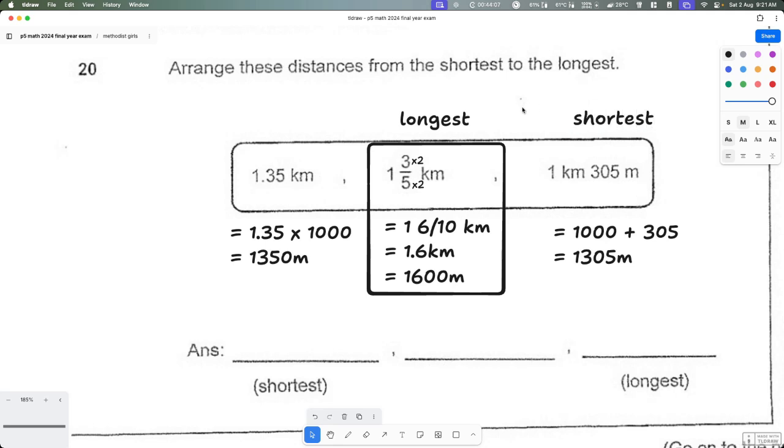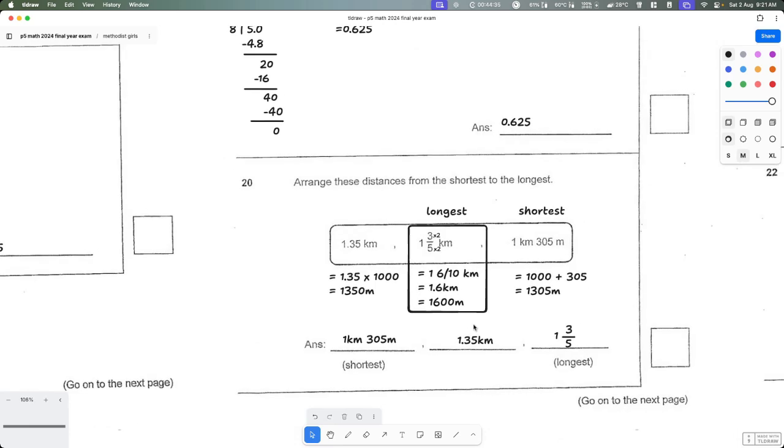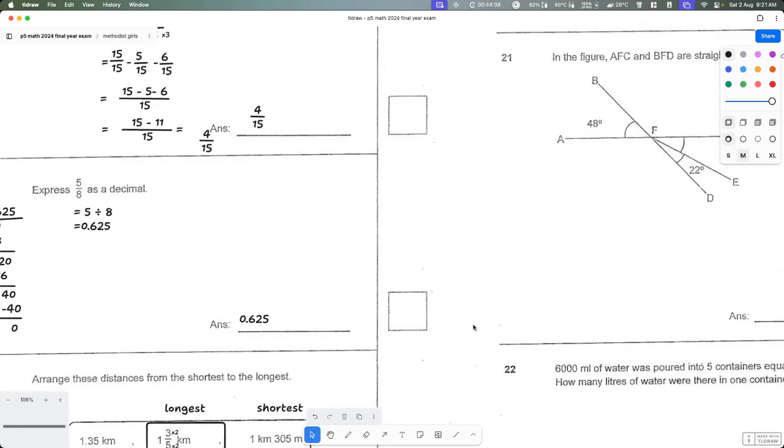So in this case, we will put here 1 3 out of 5, or I'll just put the fraction itself, 1 3 out of 5, as the longest. And then the shortest will be 1 km 305 meters, and the middle one will be 1.35 kilometers. All right, that's it. Let's move on to the next question.